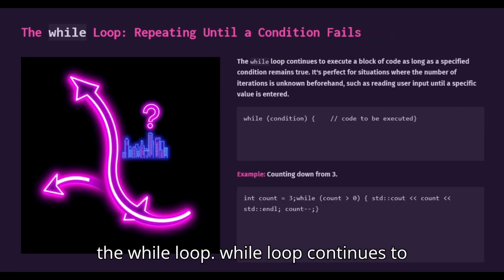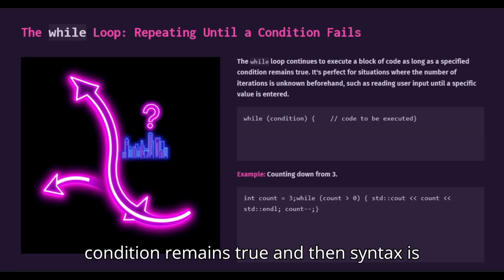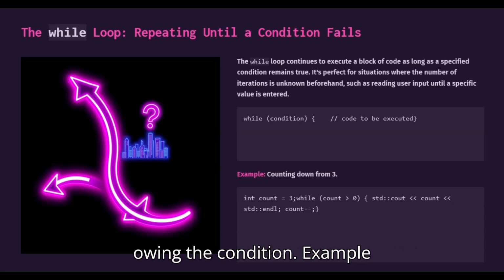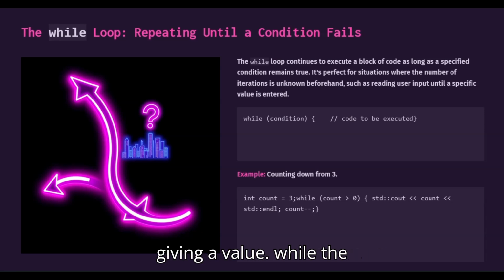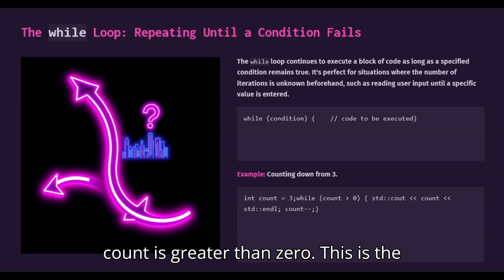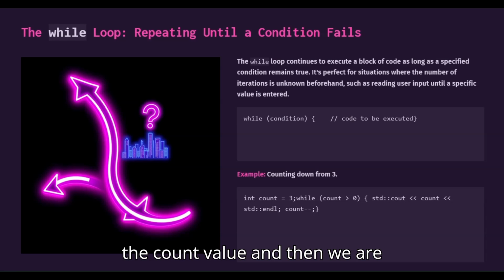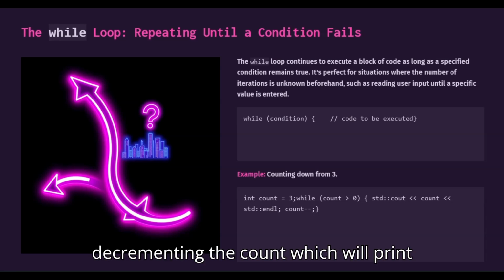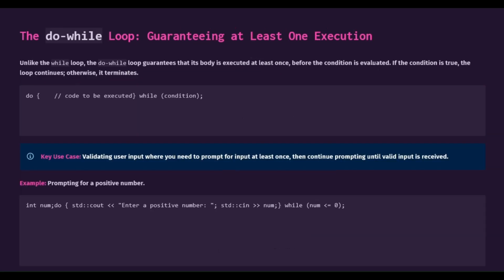Next, the while loop. A while loop continues to execute a block of code as long as the condition remains true. The syntax is while (condition). Example: int count = 3, where count is a variable, and then while count > 0, which is the condition, inside we are printing the count value and then decrementing the count, which will print 3, 2, 1.